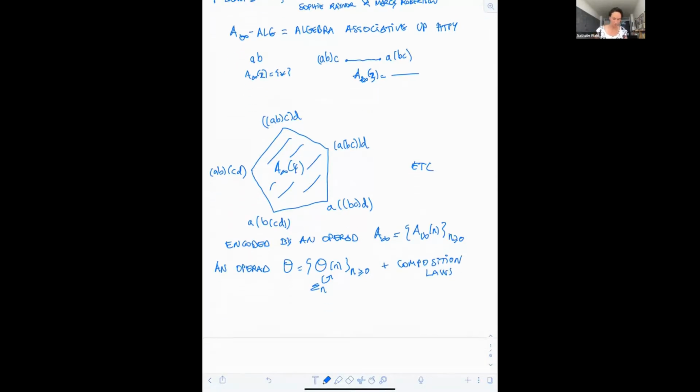These tell you that if I have an n-ary operation and an m-ary operation, I can plug one inside the other at some place, and that's going to give me a circle i operation. For every i between 1 and m, I'll have one of these, which lands in O of n plus m minus 1. That is, if I compose one and then the other, I'll have an n plus m minus 1 ary operation. And of course, these composition laws are assumed to be associative.